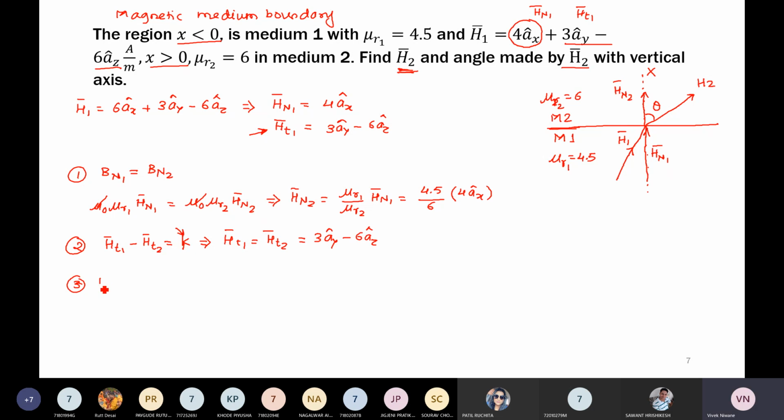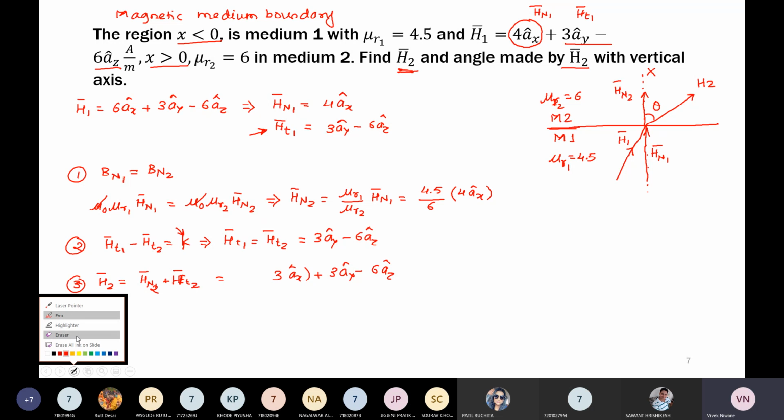Therefore, H2 is equal to Hn2 plus Ht2. Hn2 is 4.5 upon 6 into 4ax cap, and Ht2 is 3ay cap minus 6az cap. Now about the ax cap, I will do the calculation: 4.5 into 4 divided by 6 is equal to 3. So I will write it as 3ax cap. So we do have H2. First target achieved. Let us go with the second target.